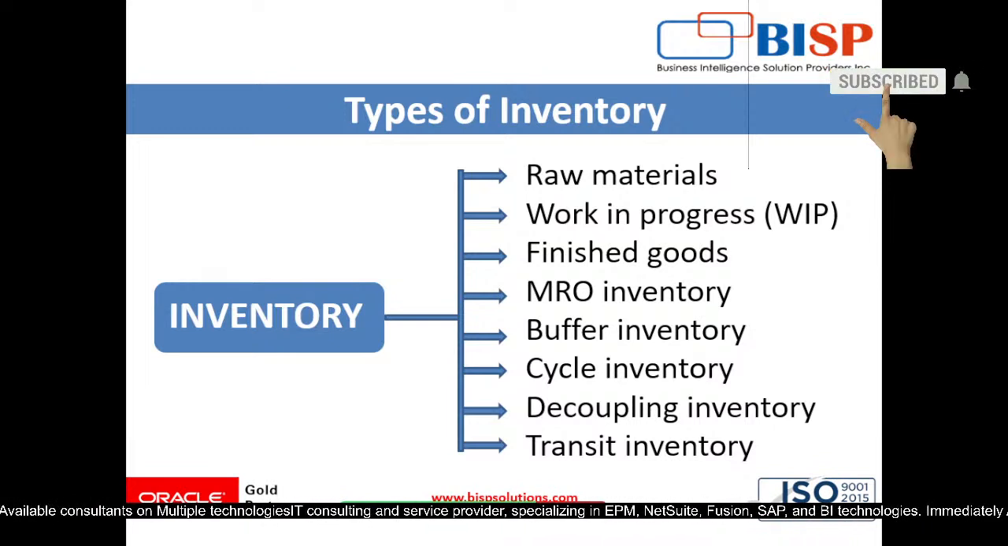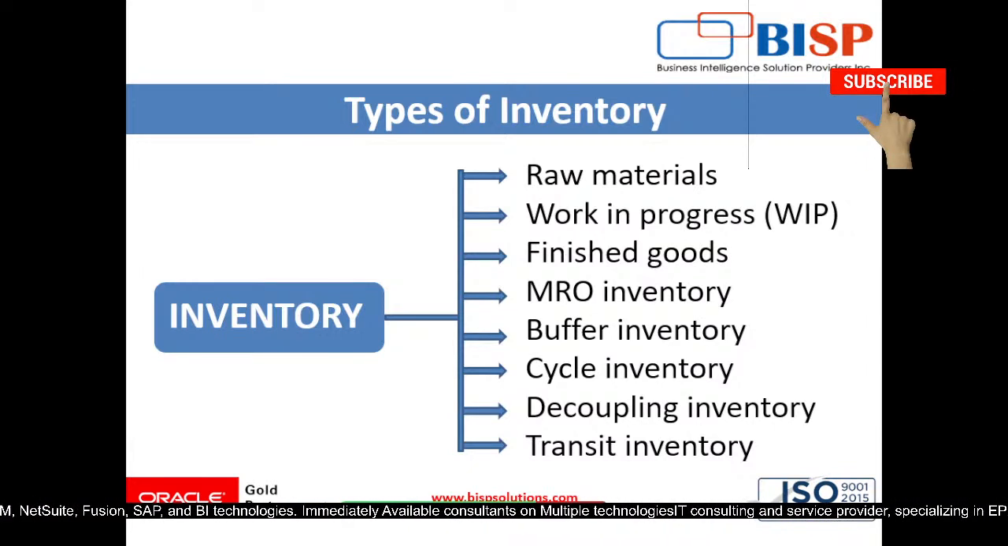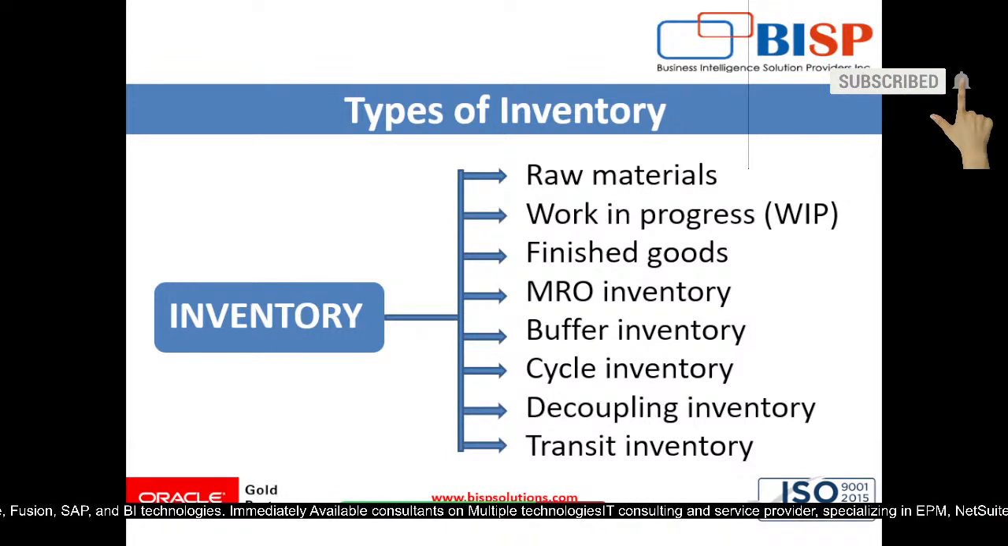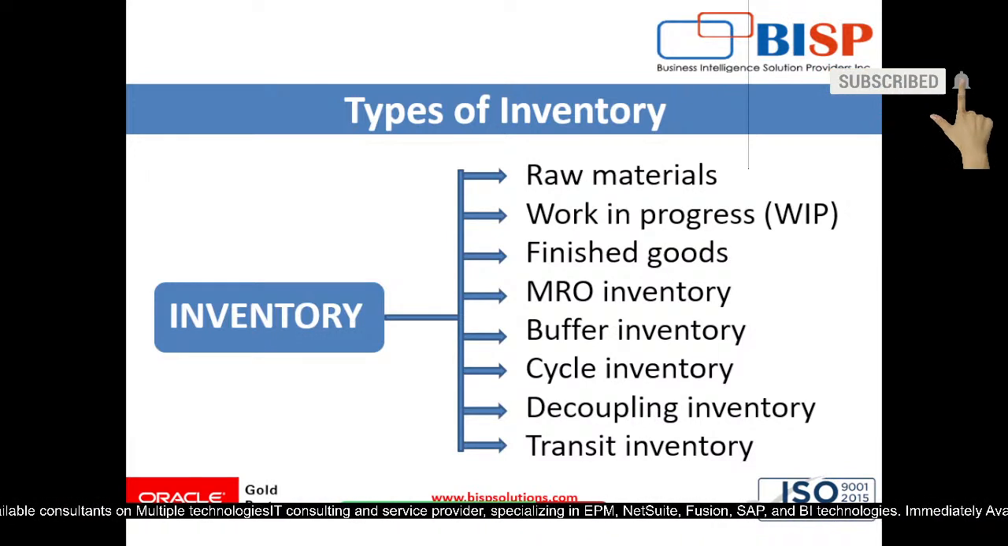MRO supplies are used for maintenance and upkeeping of the machines, tools, and the process. Some examples of MRO items are lubricants, coolant, uniforms, gloves, nuts, bolts, and screws. Those are MRO inventory. In the same way, we have the buffer decoupling inventory and the transit inventory. As per your requirement, we can use the types of inventory in our organization, right?